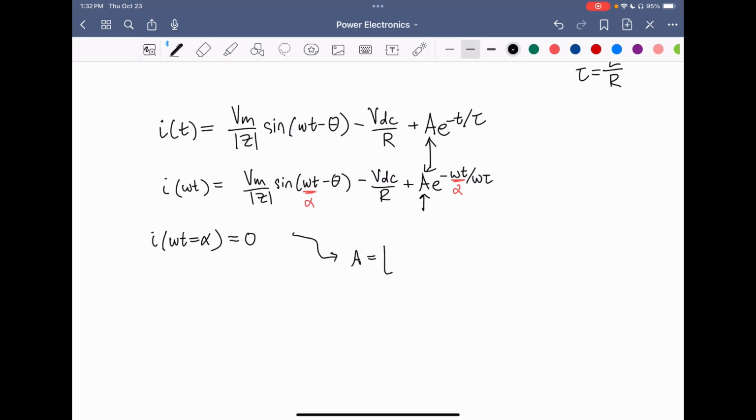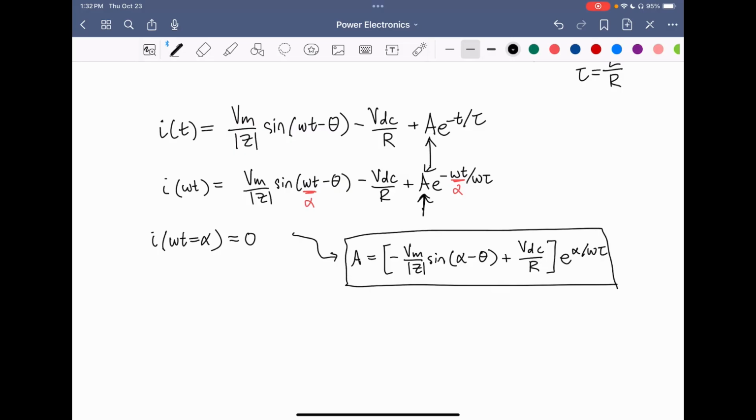So this value of A is going to be equal to negative Vm over Z sine of alpha minus theta, plus VDC over R, times e to the alpha over omega tau. So this is the coefficient in front of the exponential.